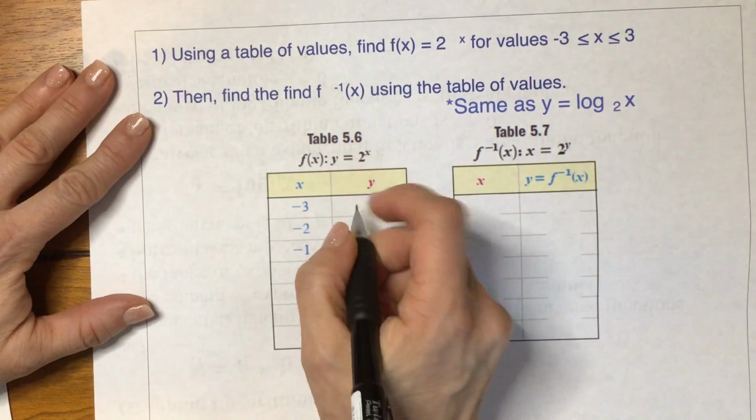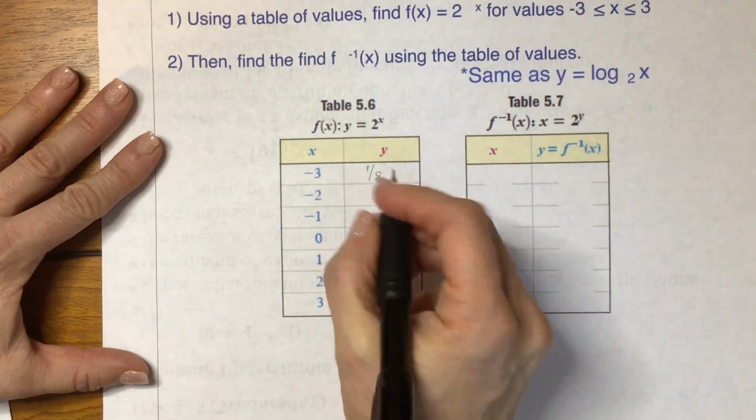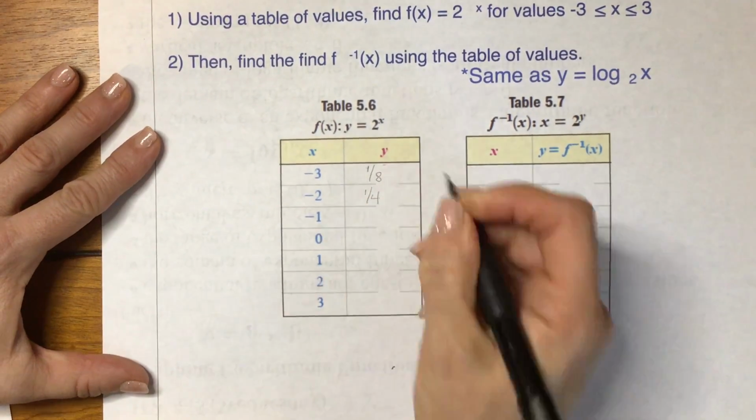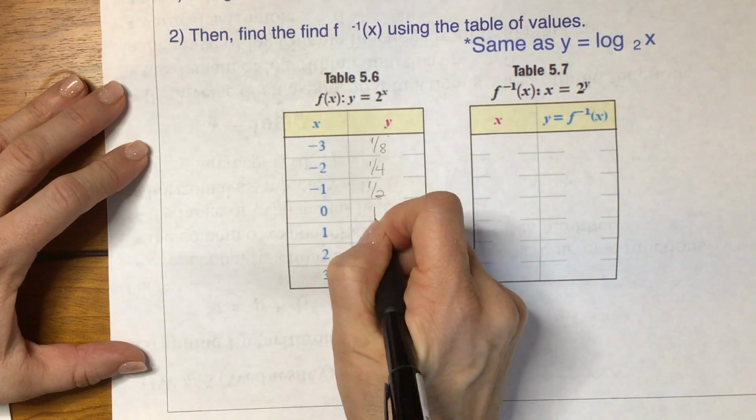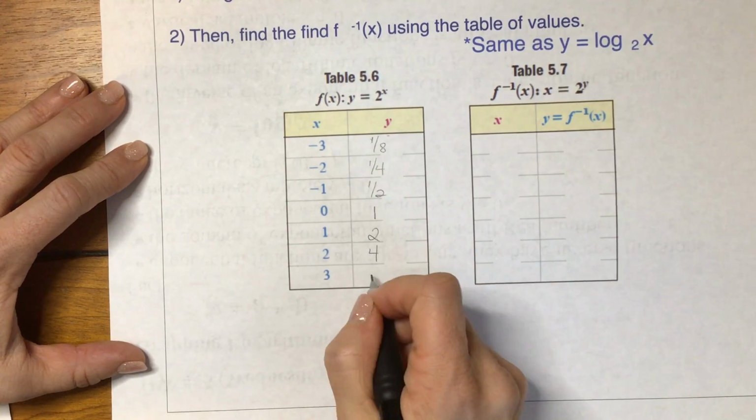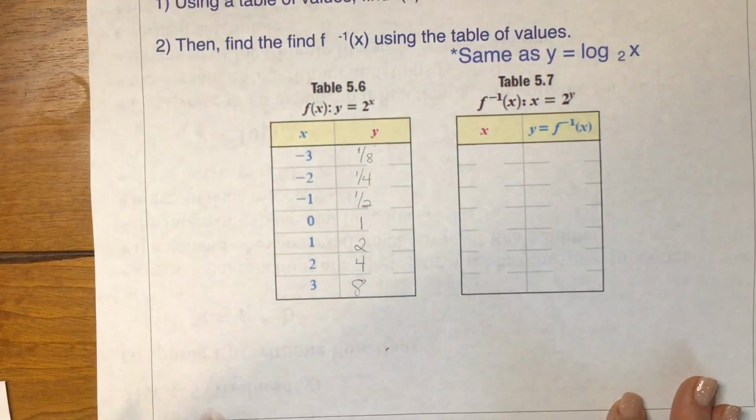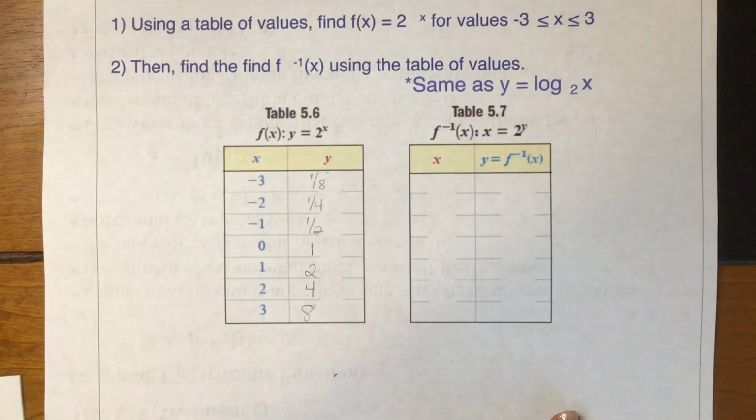So 2 to the negative 3 is 1/8. 2 to the negative 2, 1/4. 2 to the negative 1, 1/2. 2 to the 0 is 1. 2 to the first power is 2. 2 squared is 4, and 2 cubed is 8. So we're used to doing this from graphing exponential functions.